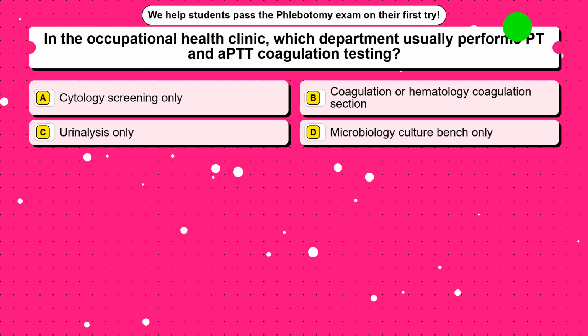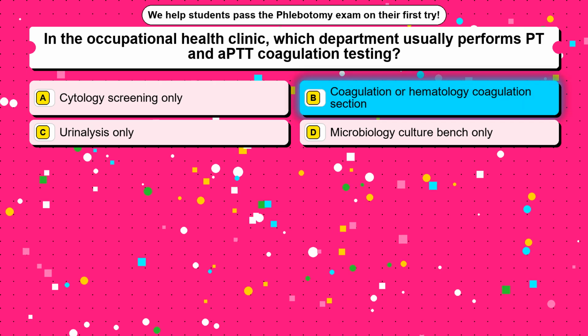Question 92. In the occupational health clinic, which department usually performs PT and APTT coagulation testing? Option A, cytology screening only. Option B, coagulation or hematology coagulation section. Option C, urinalysis only. Option D, microbiology culture bench only. The correct answer is option B. Coagulation or hematology coagulation section.